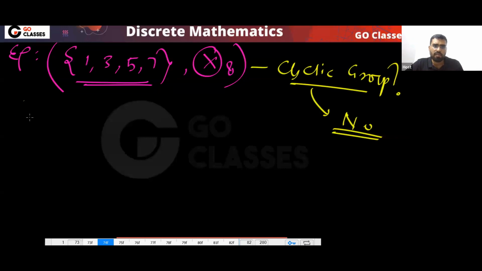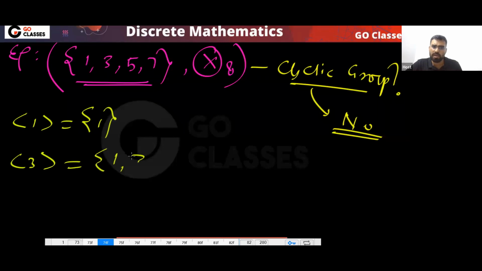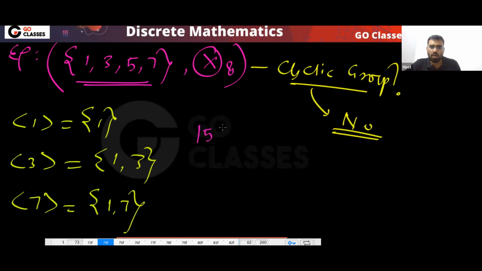If you notice, what 1 can generate, it can generate only 1. What 3 can generate, it can generate 1, 3. What 7 can generate, it can generate 1, 7. Similarly, what 5 can generate: the order of 5 will be 2. Order of 3 will be 2. Order of 7 will be 2.